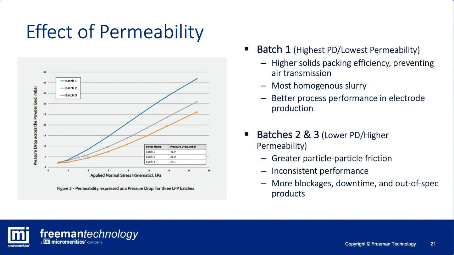So once again, as a demonstration, since we were only happy with batch 1's performance, we can set a criteria for the pressure drop that is yielded in this test, and then perform this permeability test on future batches to predict whether or not they will perform well in electrode processing.